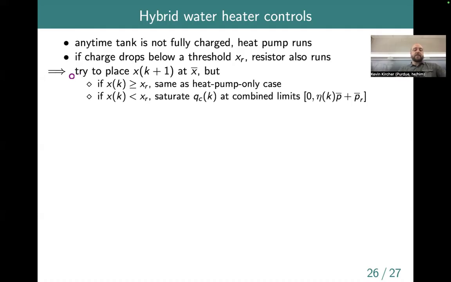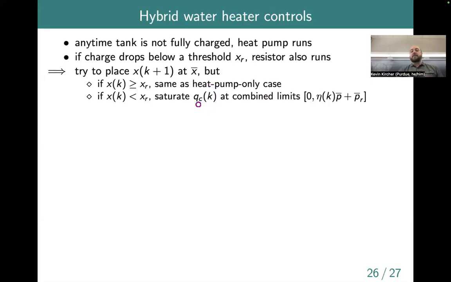Anyway, here is, again, not perfect, but kind of reasonable logic that you can implement that roughly emulates that behavior. As always, we try to place the next temperature at the max, but we saturate. If we're above the minimum, the danger level, then we just use the heat pump, and our logic and formulas are the same as for the heat pump only case. But if we are below that critical level, then we go into backup mode and we turn on the heat pump as well.